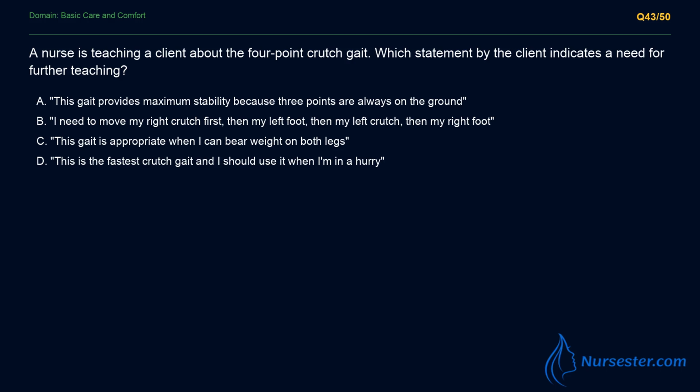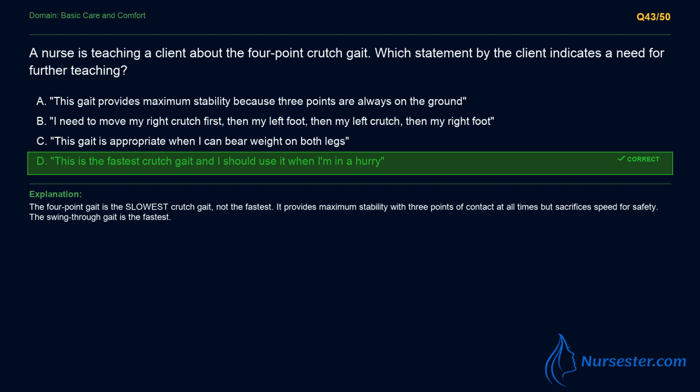Question 43. A nurse is teaching a client about the 4-point crutch gait. Which statement by the client indicates a need for further teaching? Option A. This gait provides maximum stability because 3 points are always on the ground. Option B. I need to move my right crutch first, then my left foot, then my left crutch, then my right foot. Option C. This gait is appropriate when I can bear weight on both legs. Option D. This is the fastest crutch gait, and I should use it when I'm in a hurry.